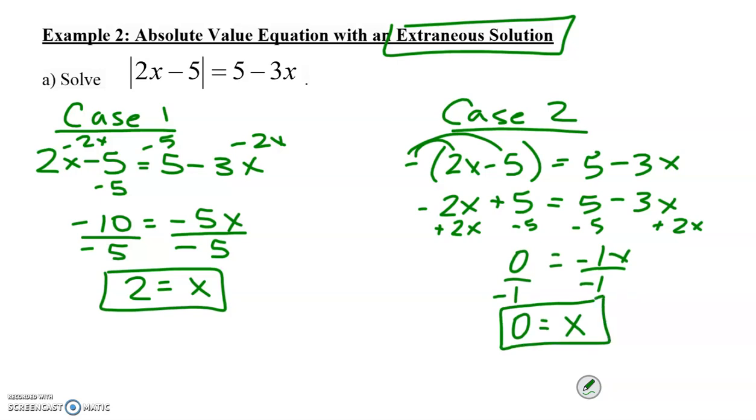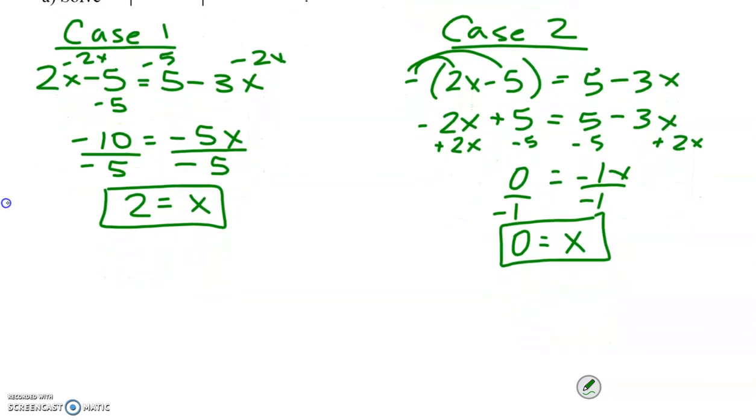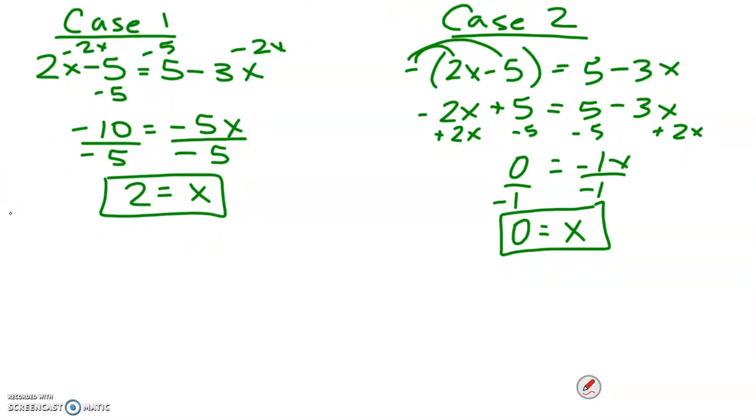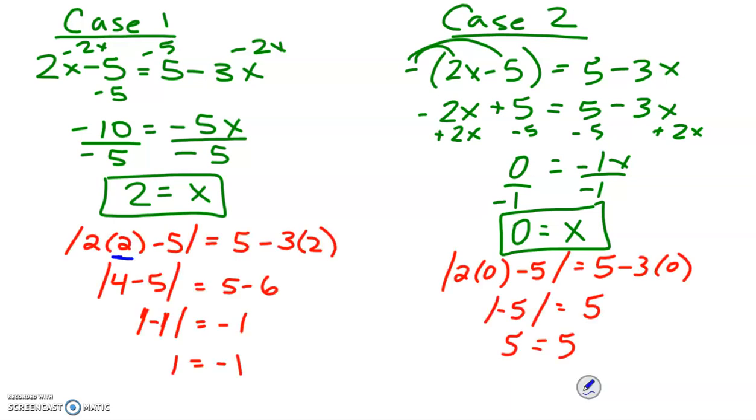And we need to check these because I already know that something's going to be extraneous from the way the question was set up. So let's plug the 2 into the original. When I plug in a positive 2 in here, I end up with 1 equals negative 1, and that is not true. So that one does not check, which means it's extraneous. The other answer here, when we plug in 0 for both of my x's, I end up with 5 equals 5, so that does check. So here we only actually have one solution, and that's 0 equals x.